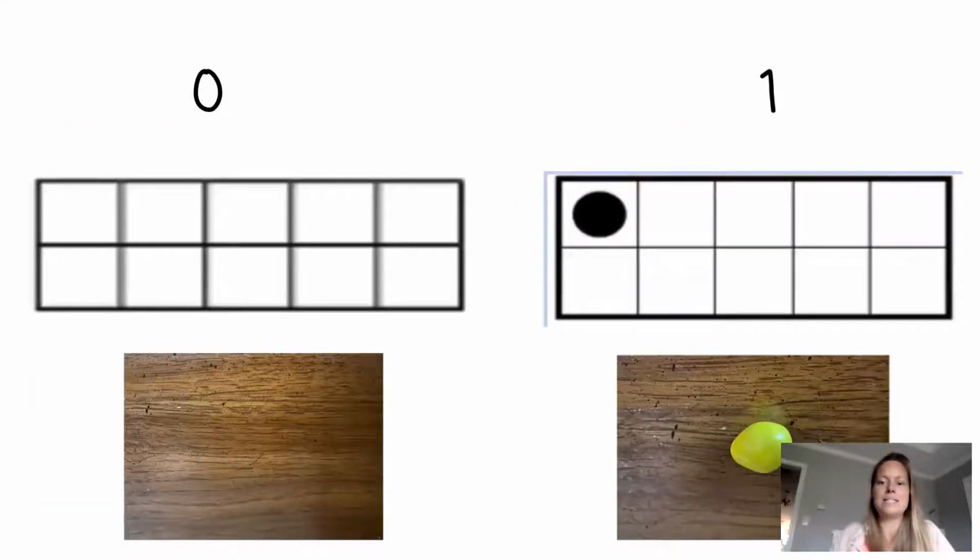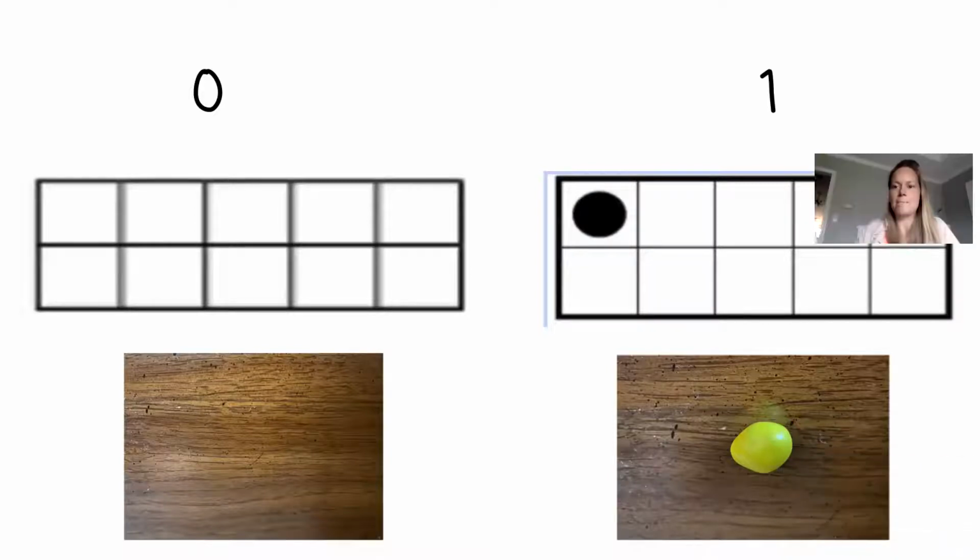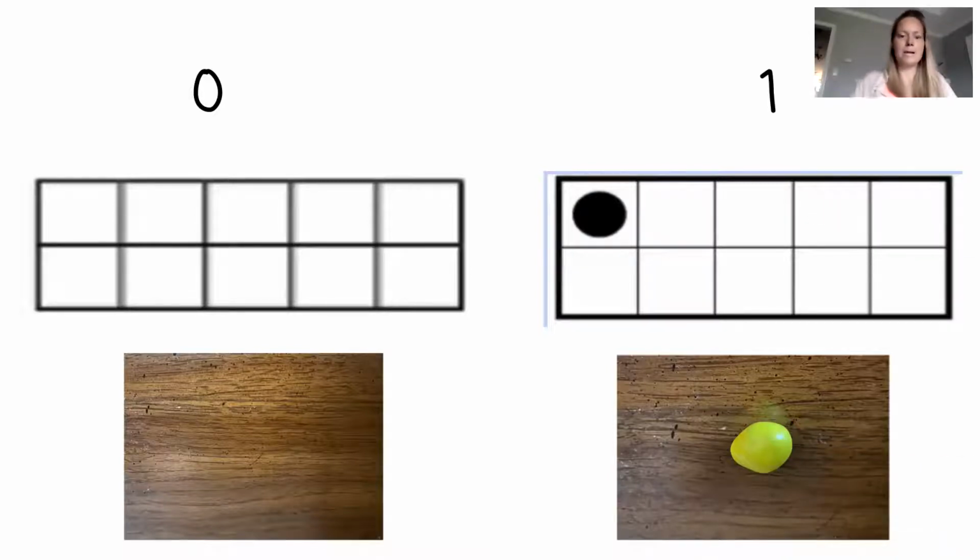All right, kids, this is called a 10 frame. And it's called a 10 frame because if you look at all of the boxes, little squares, there are 10 little squares. So it's called a 10 frame. If you notice, it's a long rectangle that's made up of 10 little squares. Okay, so these are 10 frames.